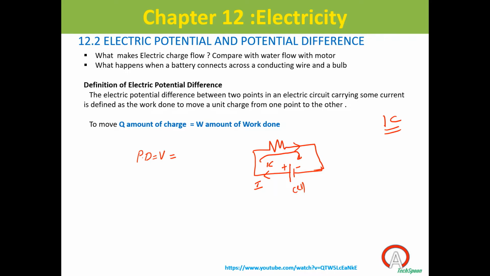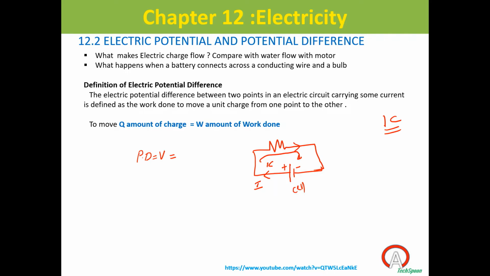It is the amount of work done to move unit charge, right? From positive to negative terminal, or from one point to another. For 1 coulomb charge, what is the amount of work required? That is potential difference, right? Here I am moving Q amount of charge and the battery is spending W joule of work. From that, find out the amount of work required to move 1 coulomb charge. That is the potential difference.